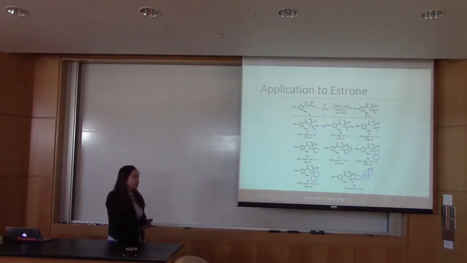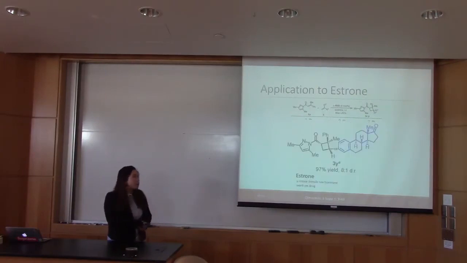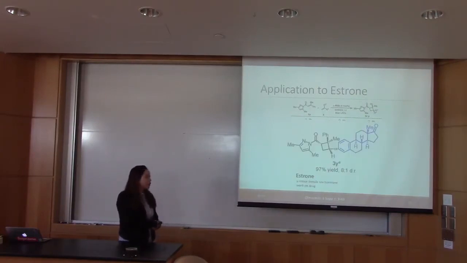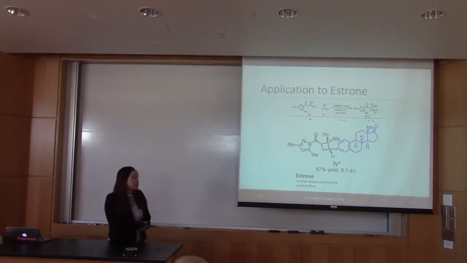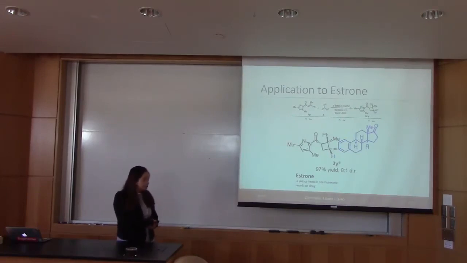And one thing that is very interesting is 3Y. 3Y is estrone. Estrone is a minor female sex hormone. And the 4-membered ring here is very easy to open. This is the estrone structure. When the 4-membered ring opens up, it can react with other organic molecules to form medicine with the estrone structure.